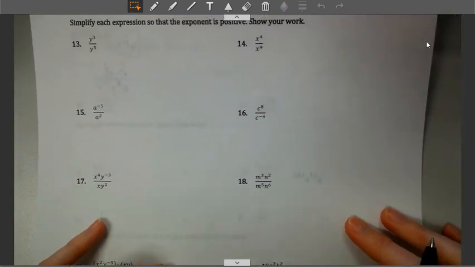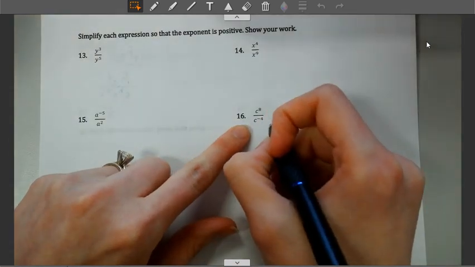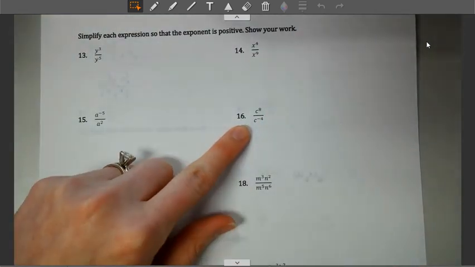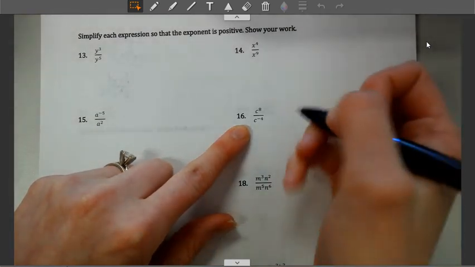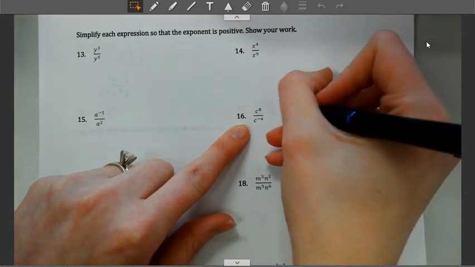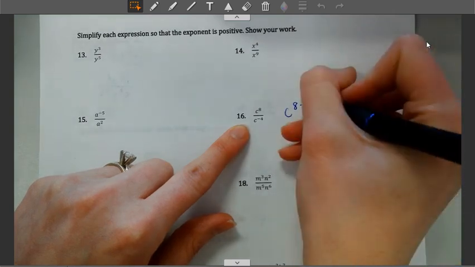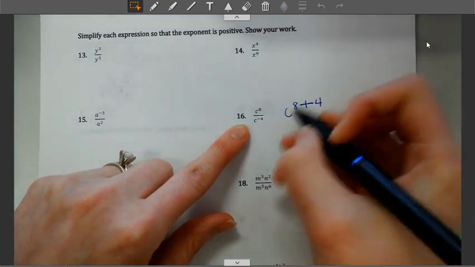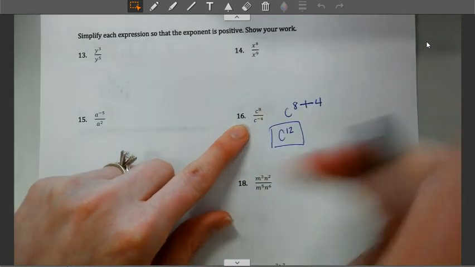Alrighty, so we'll go ahead and look at number 16. You have c to the 8th over c to the negative 4. You never want to deal with your negatives first. You always want to deal with the division first because sometimes when you subtract them, they are no longer negative. So when I subtract our exponents, we have c to the 8 minus negative 4. When I subtract negative 4, that becomes addition. So this becomes c to the 12th. It's positive. It can stay in the numerator. It's fine.